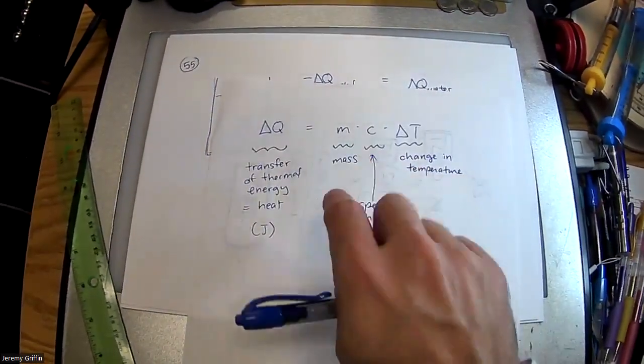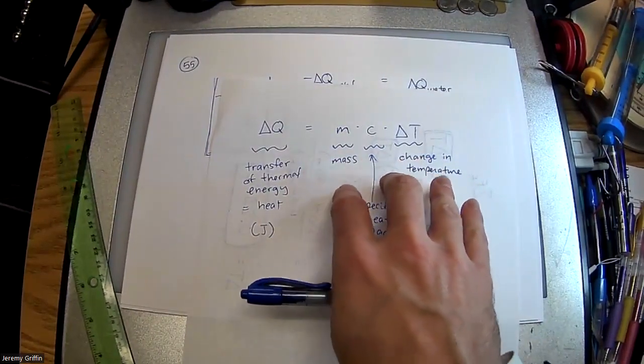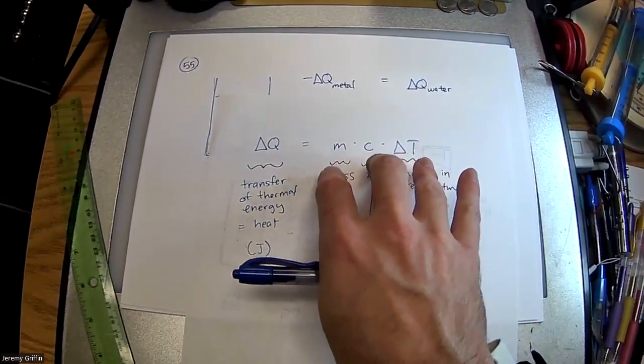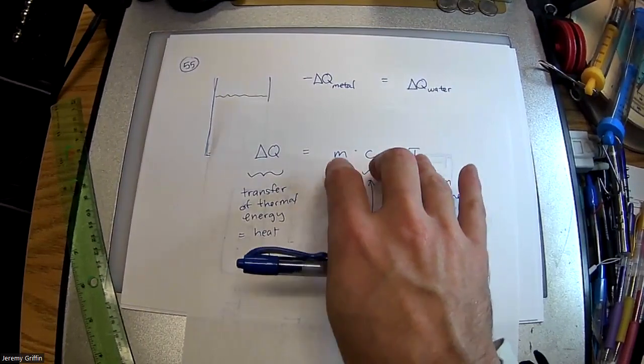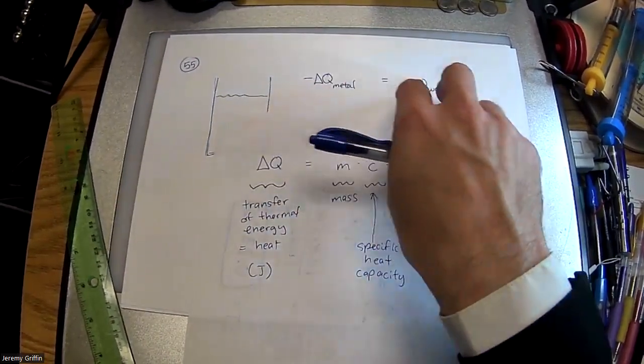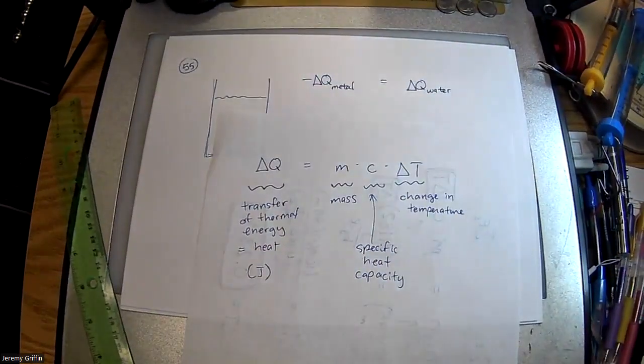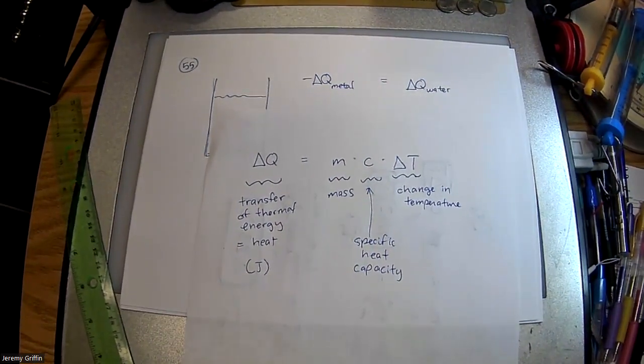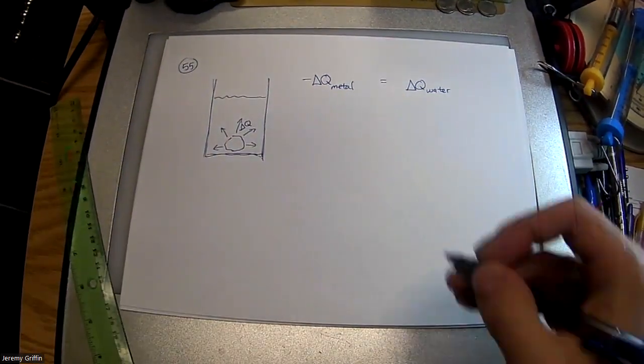Well, it has to do with the mass and the specific heat capacity. This is this expression right here, MC delta T. Okay, so you guys see where this is going, right? The next step, I'm going to take this MC delta T and substitute it in for each one of these, except one's for the metal and one's for the water.